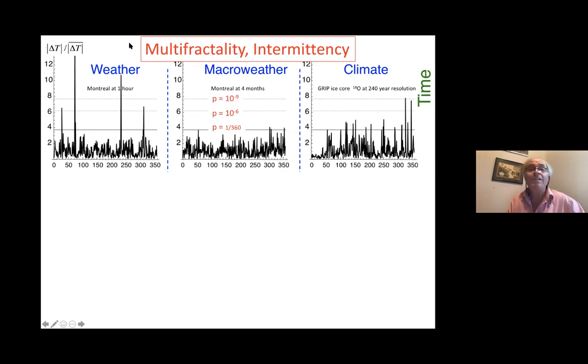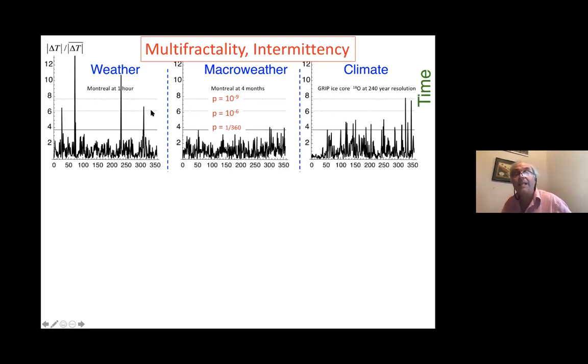Okay, so another aspect then, once we've decided that we can classify regimes this way, is that we can look at their statistical properties. And one of them is intermittency. The simplest way to see intermittency is to look at Montreal temperatures, where I've taken away the diurnal cycle, and I just look at the absolute change in temperature from one hour to the next, normalized by its average over 360 hours. If this process was a Gaussian or quasi-Gaussian process, then the maximum level of these changes would be this black line here. But you can see that you have some changes which are much, much stronger.